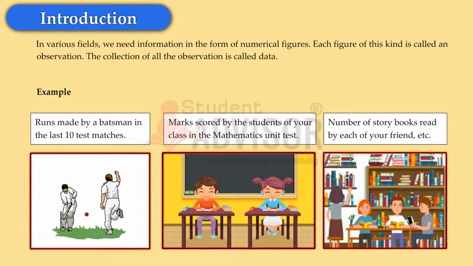1. Runs made by a batsman in the last 10 test matches. 2. Marks scored by the students of your class in the mathematics unit test. 3. Number of story books read by each of your friends, etc. Data. A collection of numerical facts regarding a particular type of information is called data. Or the word data means information or set of given facts in numerical figures.